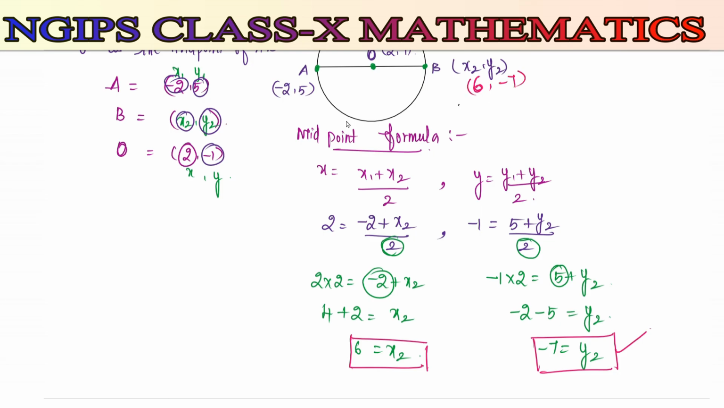Therefore the other end of the diameter is, first we have to write the x coordinate, 6, comma, y coordinate, minus 7. (6, -7) is the other end point.